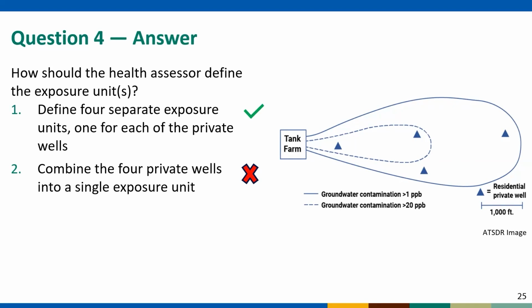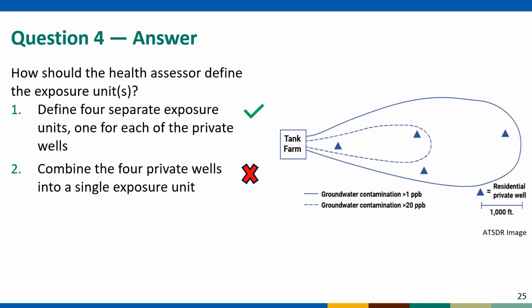The correct answer is the first one. The health assessor should define 4 separate exposure units, one for each of the 4 different private residential wells, as shown in the figure on the slide. This is because we want to be sure that we consider where residents routinely obtain their drinking water, which in this case would be from their own private well.